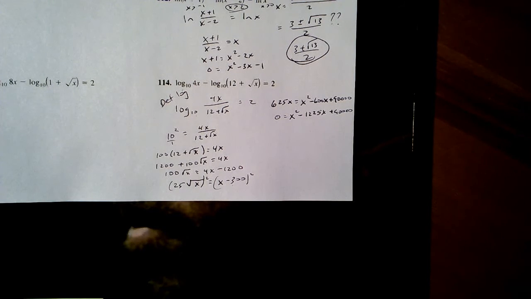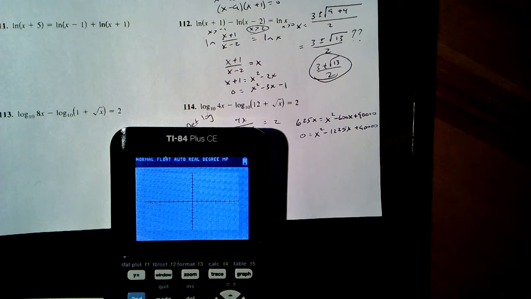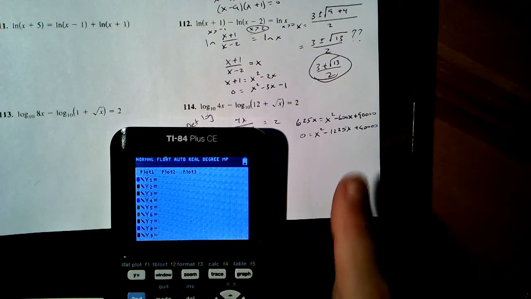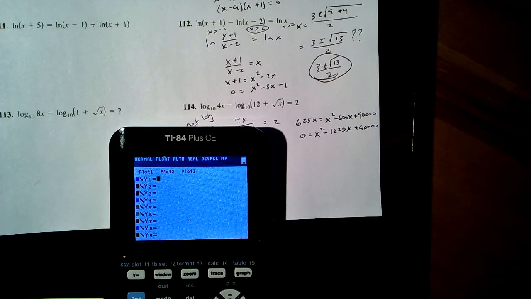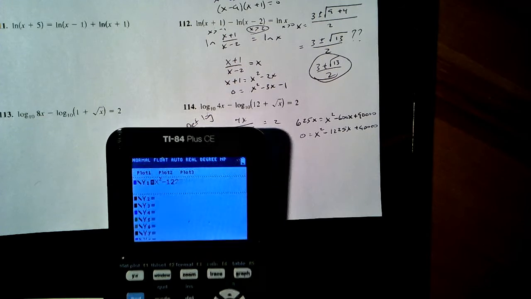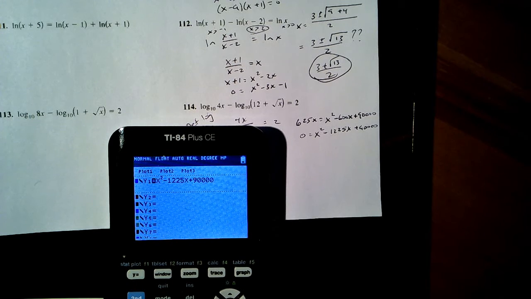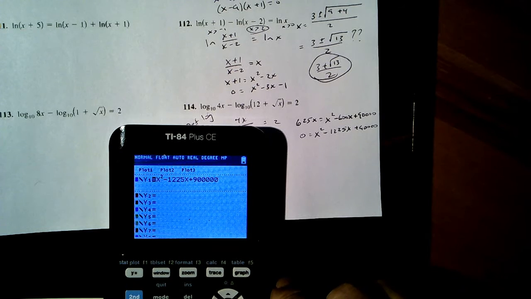Maybe it factors. If not, quadratic formula. I'm going to give this a shot, and I totally recommend this. Let's go ahead and graph that thing and see what we've got. Maybe that'll reveal some nice factors for us. I'm not very optimistic. So let's see. We've got x squared minus 1225x plus 90,000. I don't think we might even have solutions here. Let's try this in Zoom Standard, but that's really a long shot.